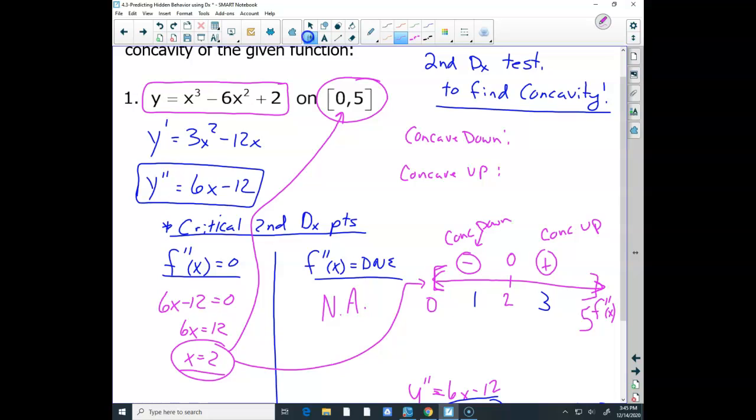But here I'm negative from 0 to 2, so then from 0 to 2 I'm concave down, and then if they say, oh, justify your answer, I could justify that. That's because y double prime is less than 0. That's the justification they're looking for. And I'm concave up from 2 to 5. Justify your answer. Well, I can justify I'm concave up because the second derivative is greater than 0.